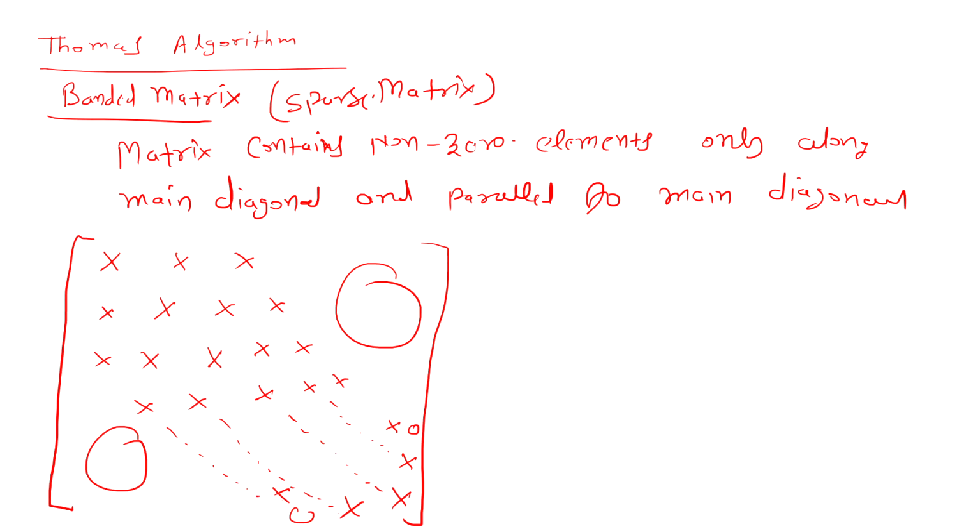Now there is one property of banded matrix, that is called bandwidth. Bandwidth is defined as S is equal to A plus B minus 1, where A is defined as number of non-zero elements on the first row and B is number of non-zero rows in the first column. So if we talk about the bandwidth of this matrix, then it becomes S is equal to 3 plus 3 minus 1, and that is nothing but 5.